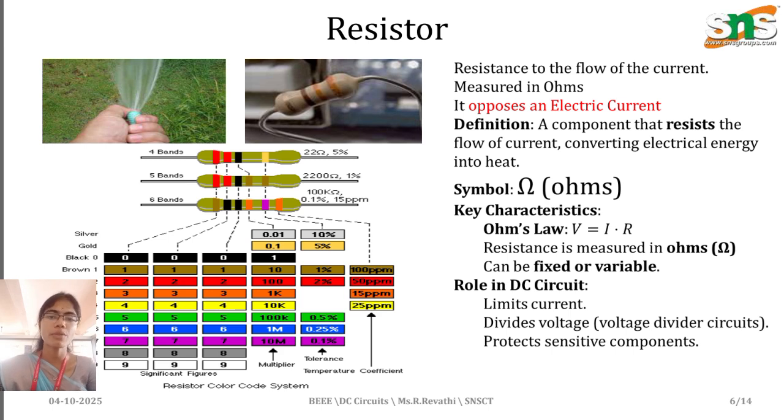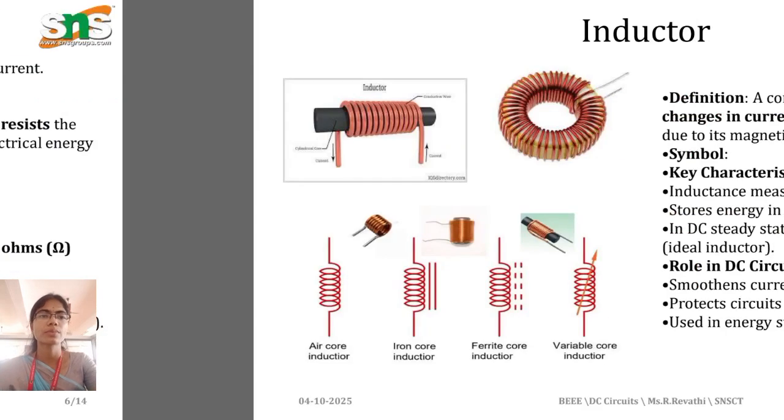A resistor can be fixed or variable. Variable resistance is called a rheostat, which has adjustable resistance, so you may set a resistance value in the device itself. The role of the resistor in a DC circuit is to limit the current flow of charges, divide voltage, which is the voltage division rule, and protect sensitive components.